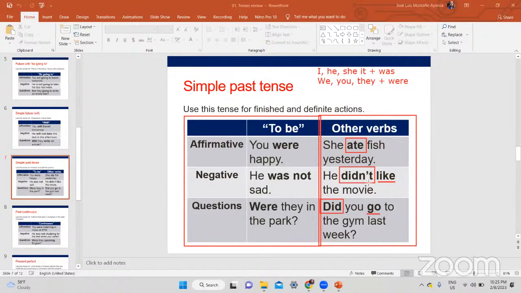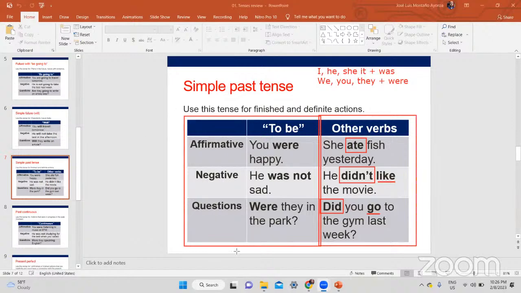So let's read these three examples, please. Affirmative. She ate fish yesterday. Negative. He didn't like the movie. Questions. Did you go to the gym last week? Very well. Okay, so let's make this simple. Tell me, please, something that you did in the past. Okay, anything, just one thing, Leandro.